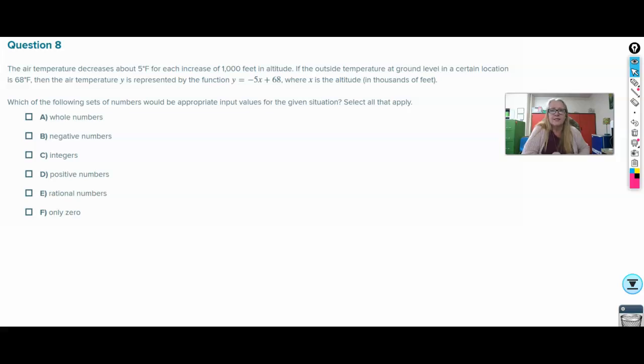What does x stand for? That's what you have to figure out. x is the altitude. So if we're talking altitude, we could have 1 mile above sea level. We could have 1.5 miles above sea level. We could have 100 feet above sea level. We could have 100.3 feet above sea level. So I'm thinking what we're wanting here is positive numbers, but we can use rational numbers.